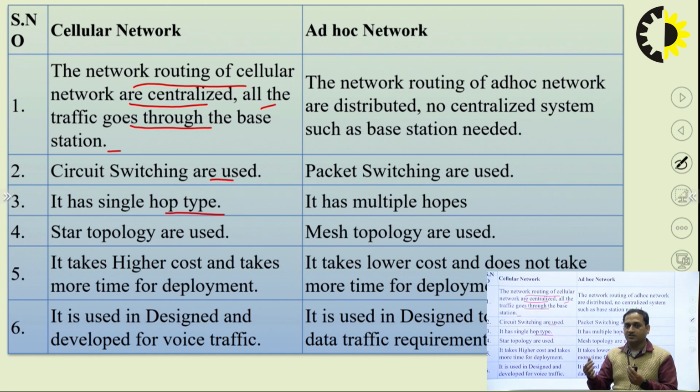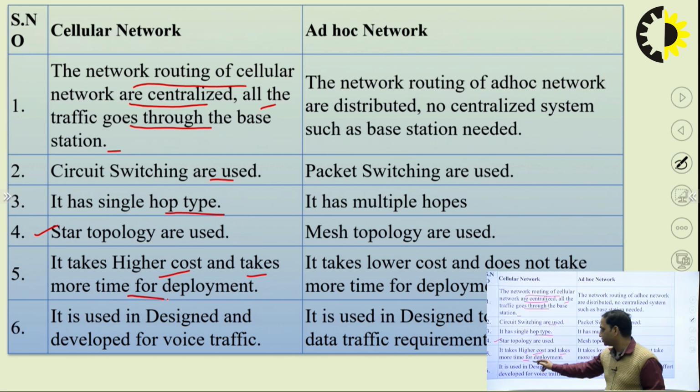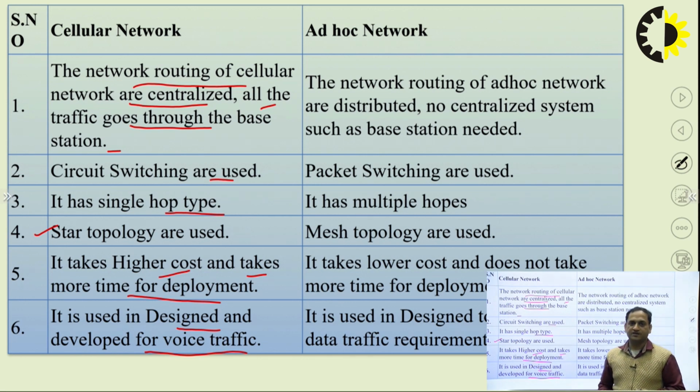If one mobile station wants to communicate with another mobile station, it has to hop via the base station as well. Star topology is used in the cellular system. It takes higher cost and more time for deployment. It is designed and developed for voice traffic as well.